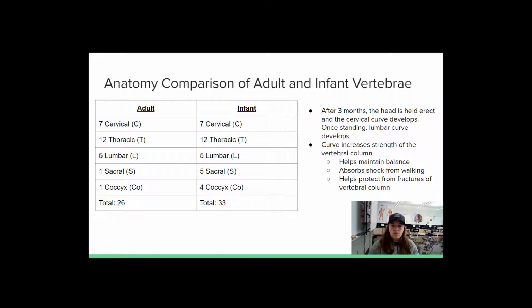And the reason that there's curvature in our spine at all is because it increases the strength of our vertebral column. It helps us maintain our balance, it absorbs shock while we are walking, and it helps protect us from fractures of our vertebral column itself.